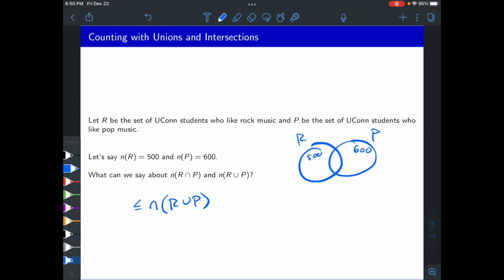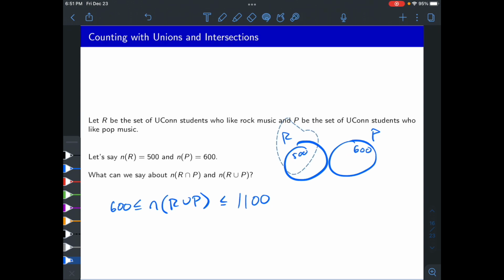at least 600, because there's 600 people that like pop, and maybe all of them also like rock. So at minimum, there's going to be 600. And at maximum, it could be that there's no overlap between the two sets. So it could be one of these situations where they're totally distinct, and then there would be 1,100 students total, right?